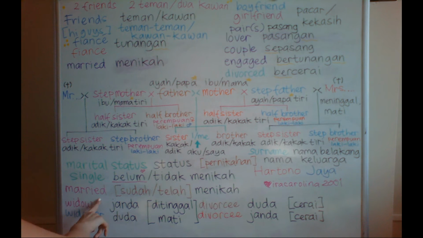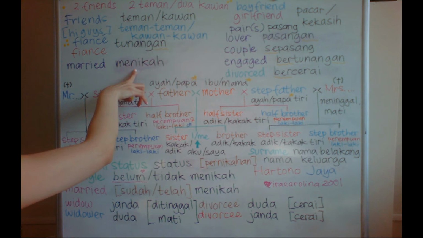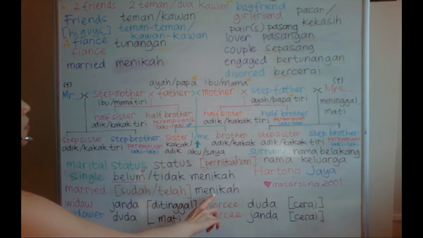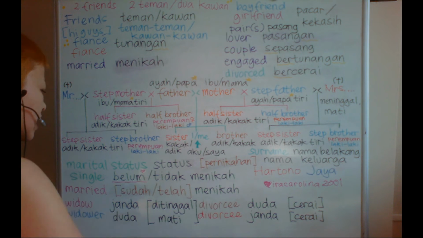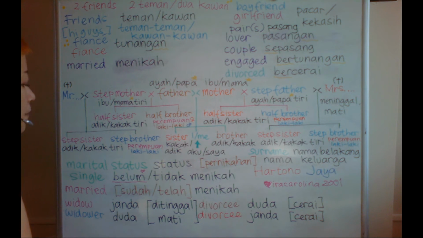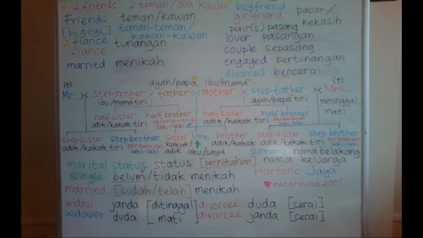Married, sometimes menikah, sometimes sudah menikah, or telah menikah. Sometimes I found menikah, sometimes I found sudah menikah, or telah menikah. So you will find it in three ways: sudah menikah, telah menikah, or menikah.